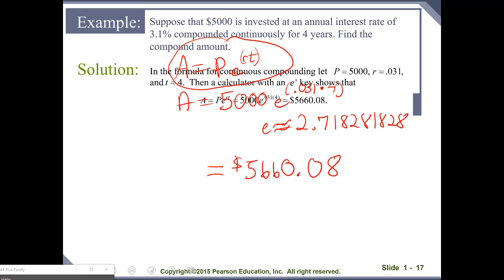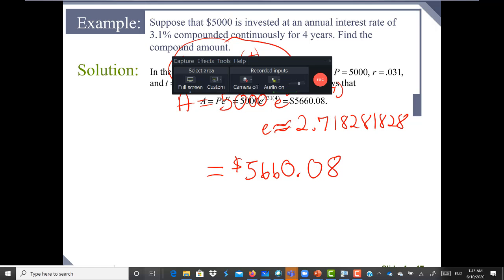Let's just do one more. We'll do a sample problem using this here in a second. I'm going to pause and resume.